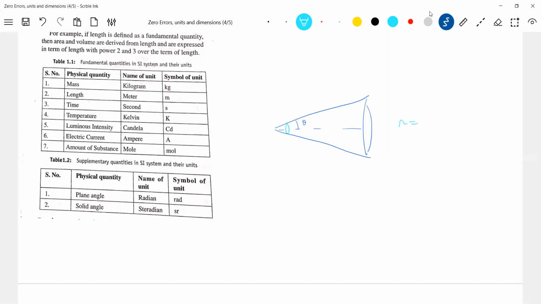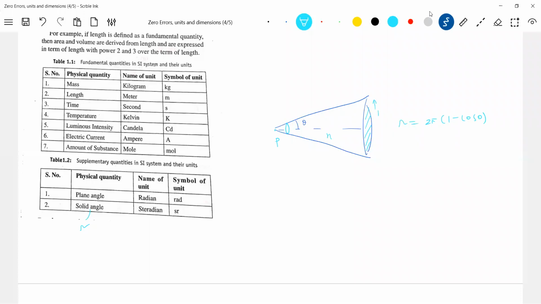And there's a symbol for the unit of solid angle. This should be equal to 2π(1 − cos θ). And what is this? This is the angle subtended by the surface at point P.